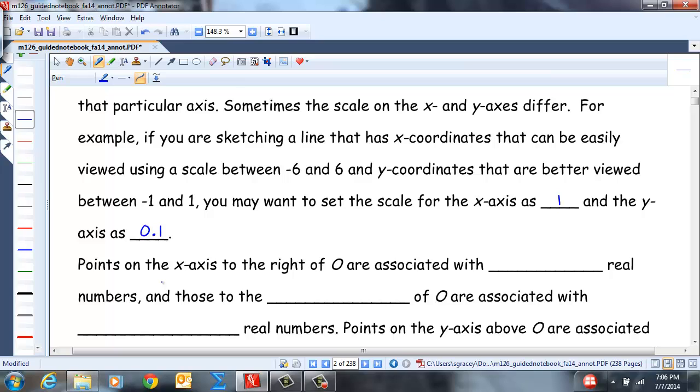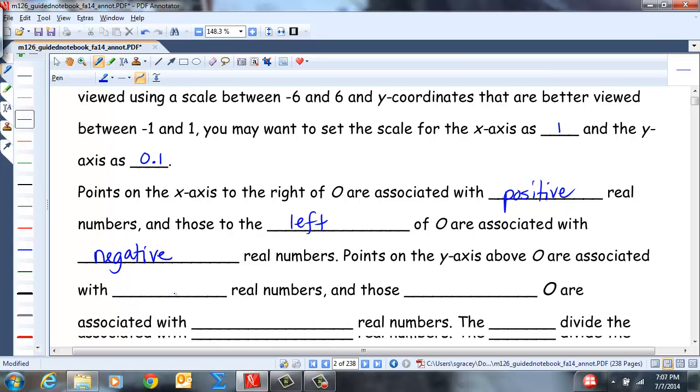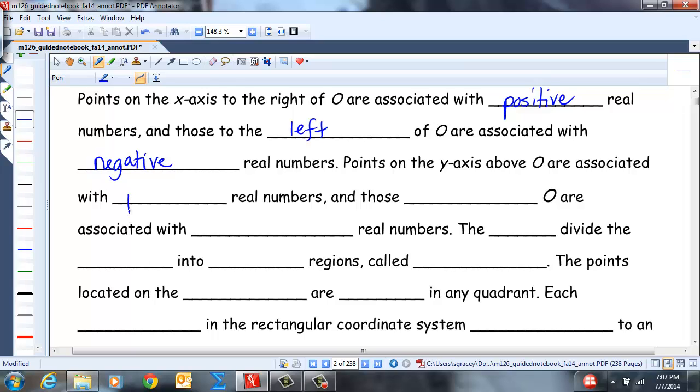So points on the x-axis to the right of that O, meaning origin, are associated with positive real numbers, and those to the left of the origin are associated with negative real numbers. Points on the y-axis above the origin are associated with positive real numbers, and those below the origin are associated with negative real numbers.